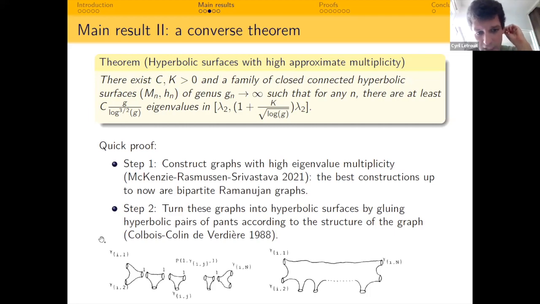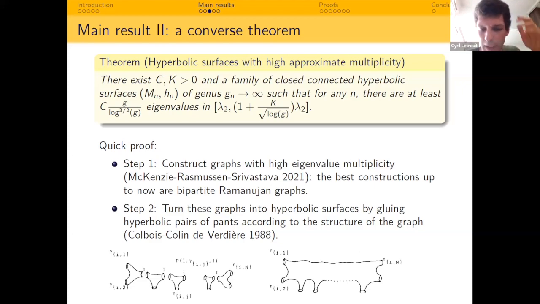branch in the literature of the 80s, due to Colin de Verdière and Colbois, which explained how to turn these graphs into hyperbolic surfaces, and it's in fact quite general. You can turn graphs into hyperbolic surfaces by gluing hyperbolic pairs of pants according to the structure of the graph. You look at one vertex and you try to reproduce the half edges which go out from this vertex. So you take pairs of pants with constant curvature -1, and you glue them. Here, this hyperbolic surface with boundary represents one vertex, and you have as many half edges as connected components of the boundary. Then you glue the vertices together according to what you see in your graph, and in the end you have a hyperbolic surface.